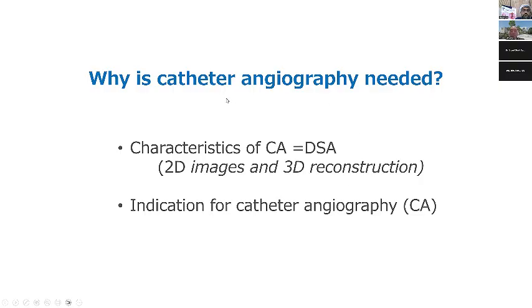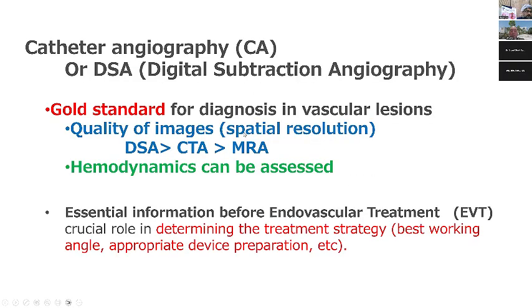Catheter angiography remains a gold standard due to its high spatial resolution to detect small vessels such as perforators. It's also crucial for assessing hemodynamics of the lesions, like AV shunts or flow problems such as congestion. And when we plan endovascular treatment, preoperative assessment by catheter angiography is essential to construct the treatment strategy.